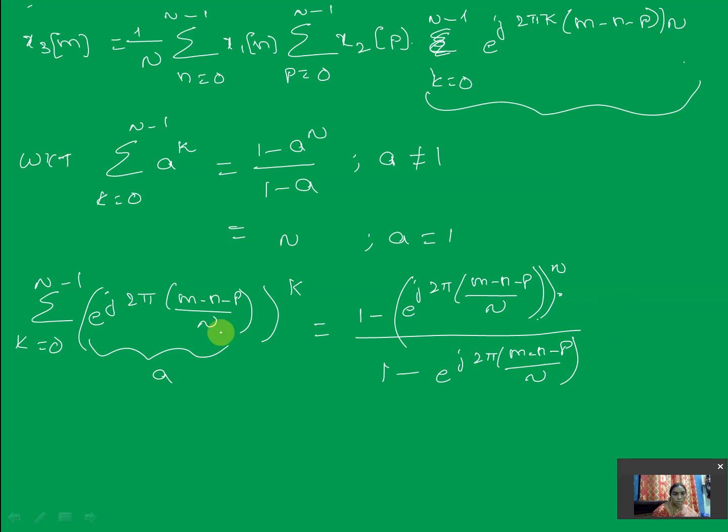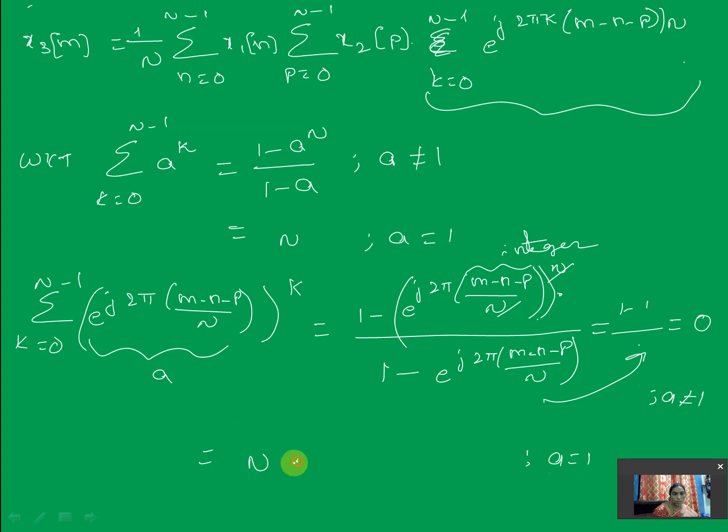So in this case a is not equal to 1. Now this is equal to e power j2π (m minus n minus p), and this is an integer value. So 1 minus 1, divided by anything, is 0. So in the first case, where a is not equal to 1, the sum is 0.